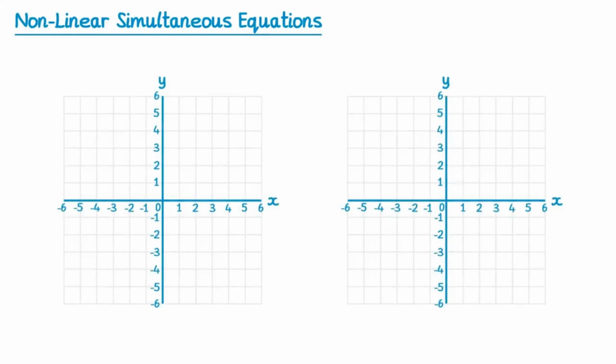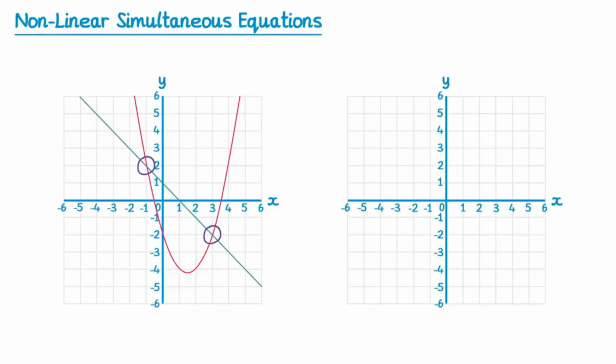The first is if we have a quadratic graph, so something that looks like this, and then also a straight line graph. You can see that there will be two solutions to these simultaneous equations because the graphs cross in two places.